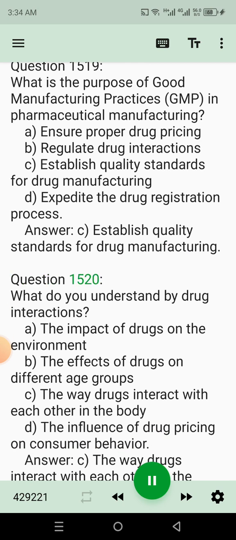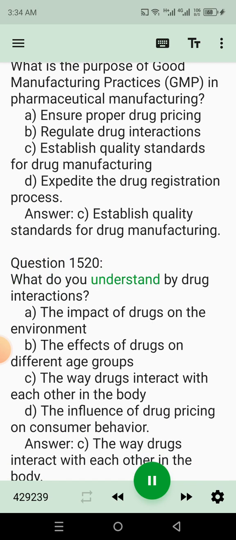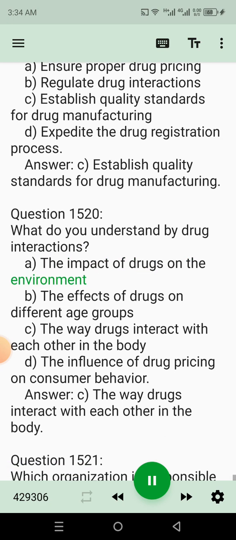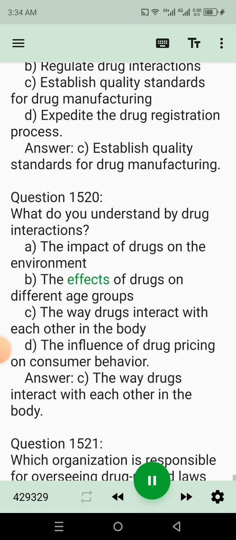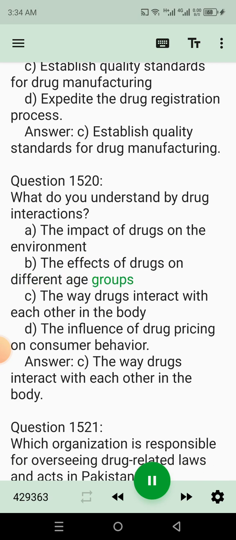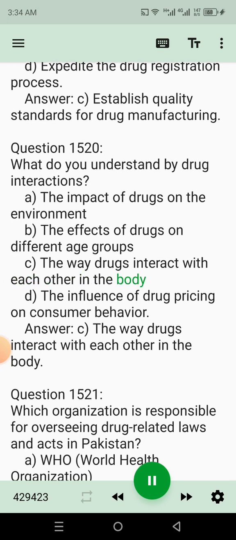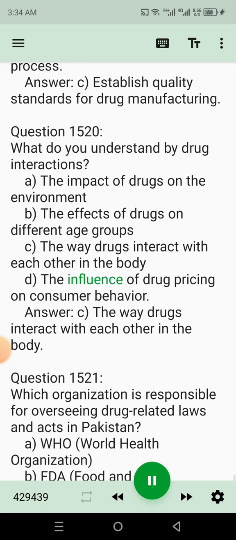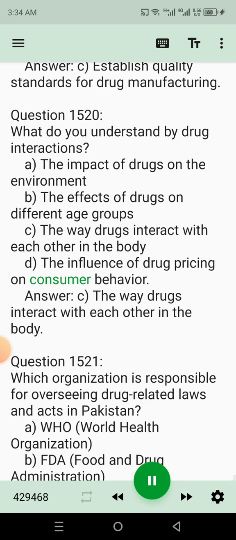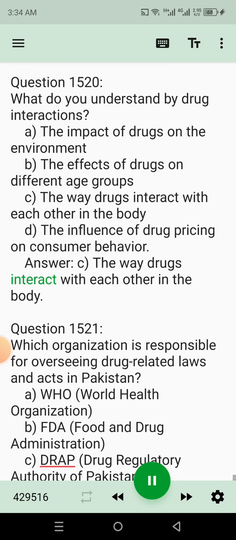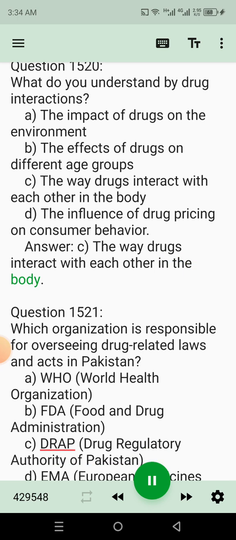Question 1520. What do you understand by drug interactions? A. The impact of drugs on the environment. B. The effects of drugs on different age groups. C. The way drugs interact with each other in the body. D. The influence of drug pricing on consumer behavior. Answer. C. The way drugs interact with each other in the body.